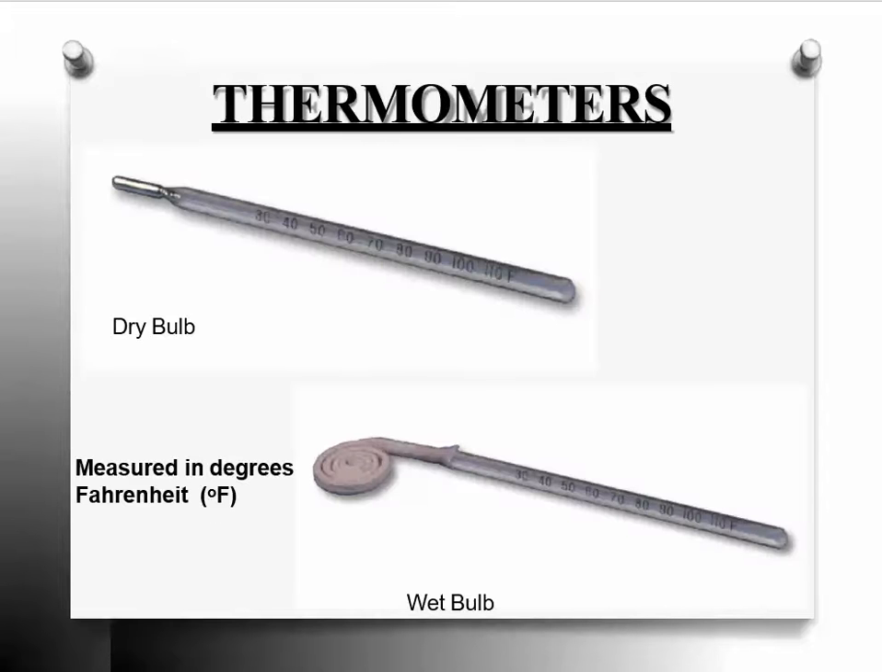This is a dry bulb, which is used for temperature measurement, like for the human body. And second, we have a wet bulb temperature, where there is a wick over it which gets dipped into the water.